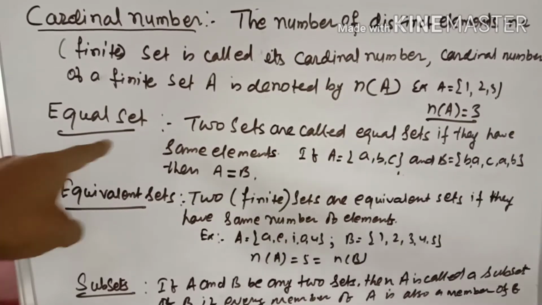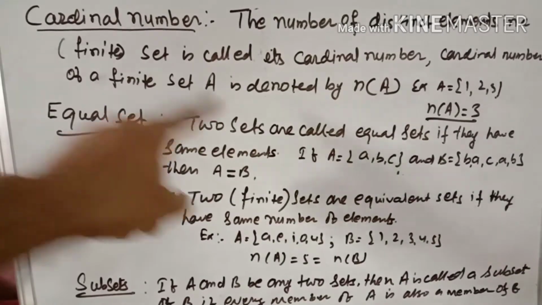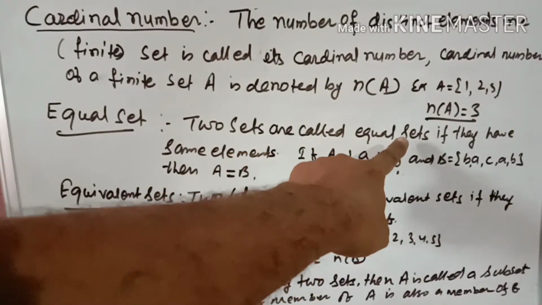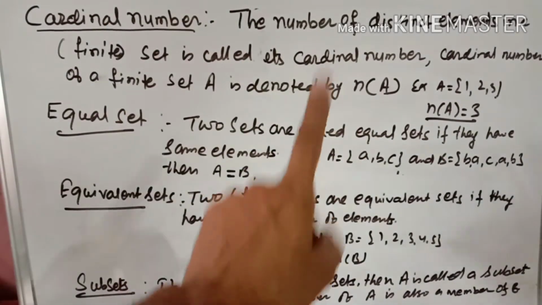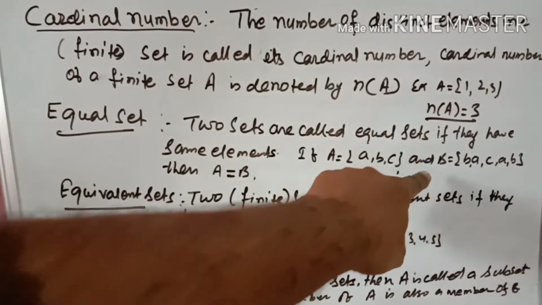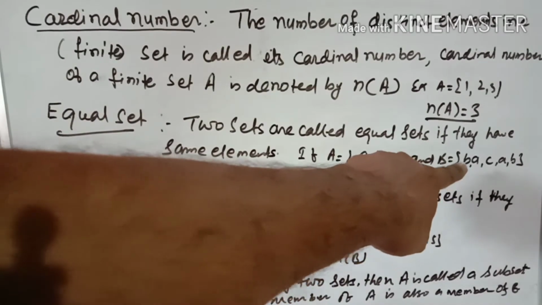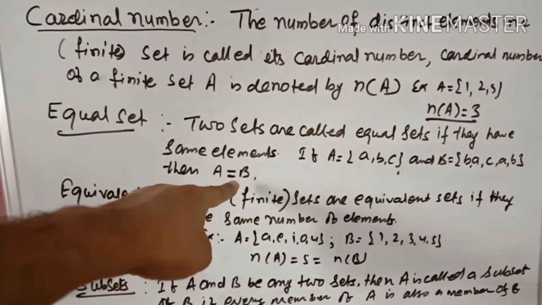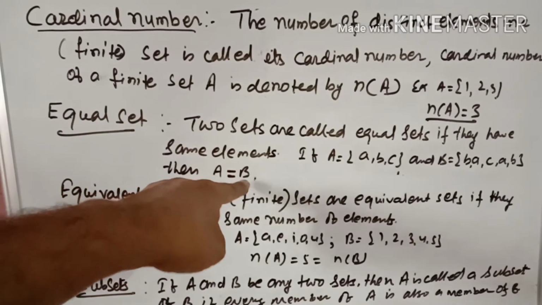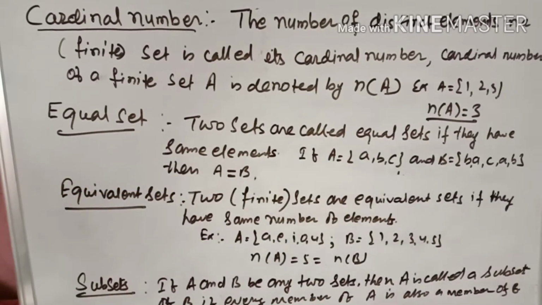Therefore the cardinal number is 3. Now equal sets. What do you mean by equal sets? Two sets are called equal sets if they have the same elements. Suppose set A has elements A, B, C, and set B is given as B, A, C. Then A equals B. Why is A equal to B?